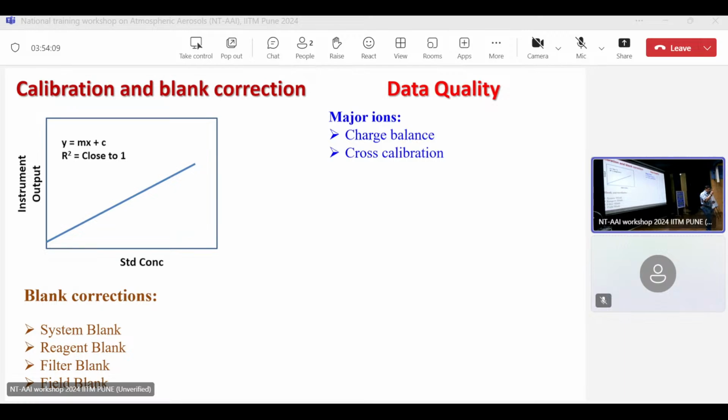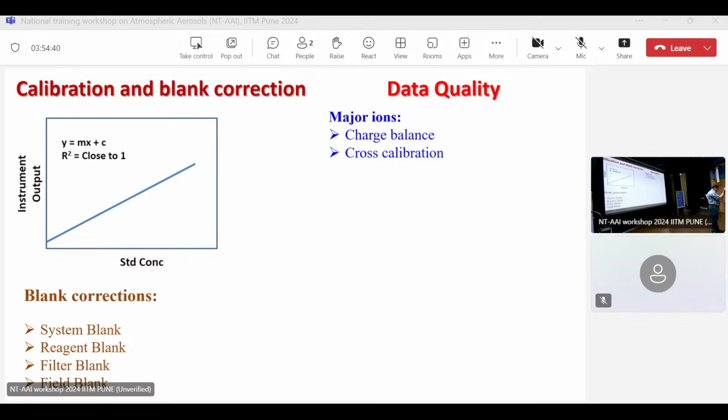If the ratio is coming 2, now anion is 2 times higher than cation. That means, if your measurements are correct, there is some major element, some cation, missing from the analysis. Same way, if the ratio is saying 0.2 to 0.3, that means something is missing. So from that balance, you will come to know whether anion or cation is missing from the analysis.